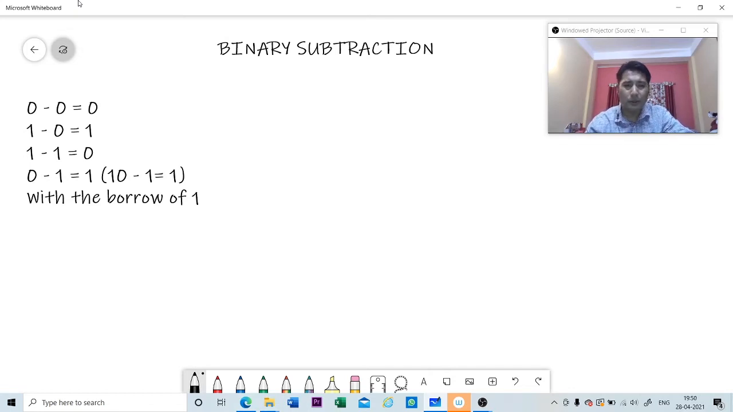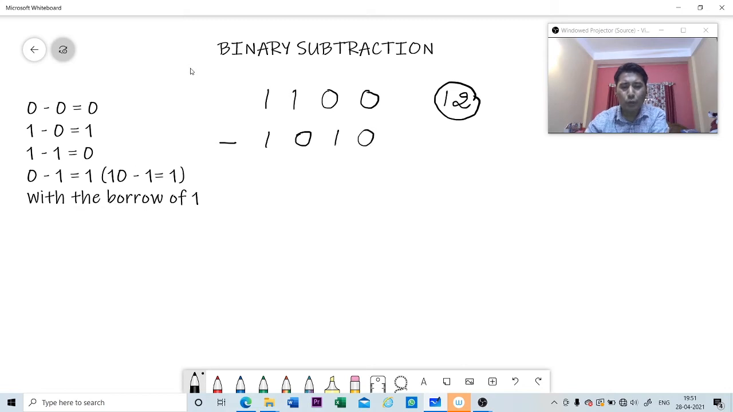Now let me subtract two binary numbers. Let me begin with, suppose, 1 1 0 0. This is one binary number, and if you convert this binary number into a decimal number, the equivalent decimal number will be 12. For this you need to refer to the video that we did last week, that is binary to decimal conversion. Let me take the next number, suppose it is 1 0 1 0. The decimal conversion of this binary number is 10. Kindly refer to the video on binary into decimal conversion to understand it.